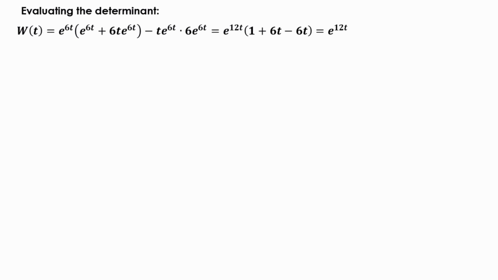So then don't forget the non-homogeneous part, that is exponential 60 ln t. So our g of t is equal to exponential 60 ln t. Then so now we have gotten our Wronskian.